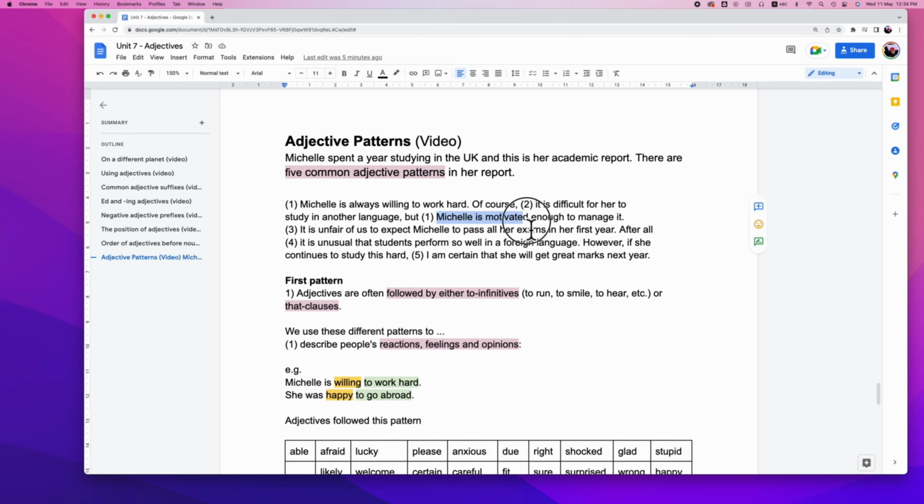Michelle is motivated enough to manage it. It is unfair of us to expect Michelle to pass all her exams in her first year. After all, it is unusual that students perform so well in a foreign language. However, if she continues to study this hard, I'm certain that she will get great marks next year.